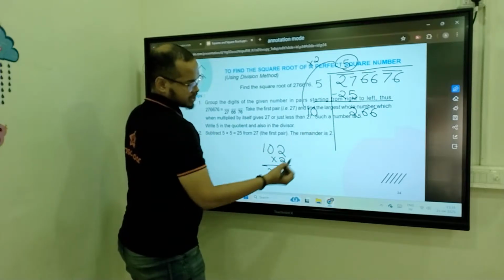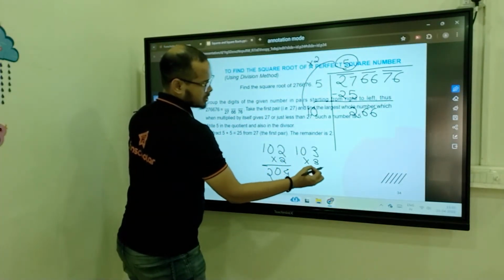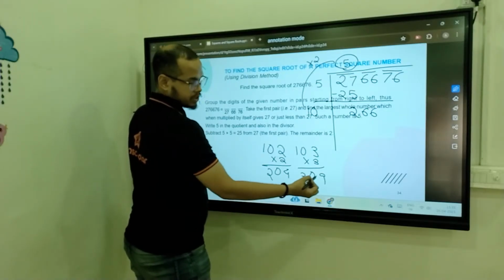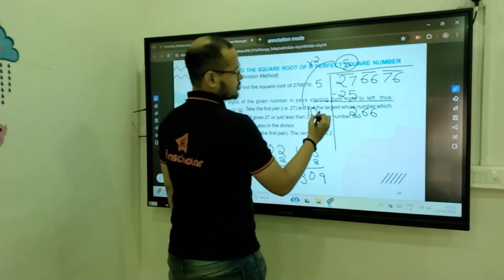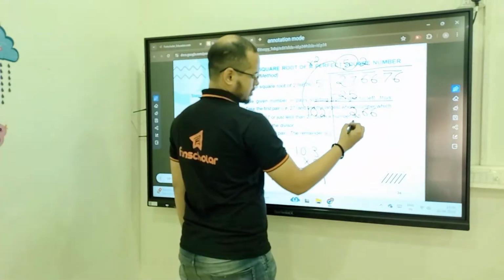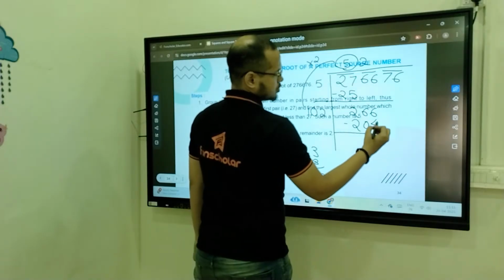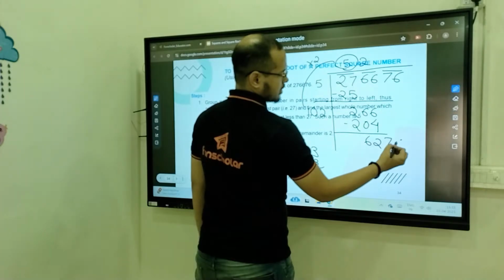This is the closest from this, right? If I do 103 into 3, it will give us 309. So 309 ho ja raha hai. This is 266, so this has to be this number. It will be 102. Okay, here it will be 2 again, and here it will be 204 that we found out. Okay, so 6. Now here it will be 76 again.